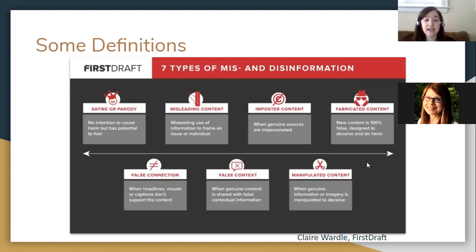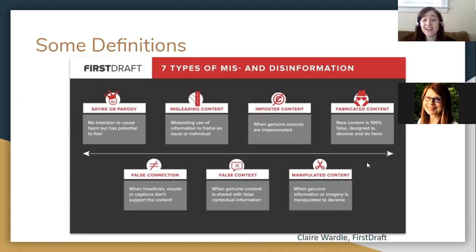Then we have false connection, and we'll see some examples in the presentation today, where you have a real photo, for example, a real image, but the caption for that image doesn't match. So the image was taken at a totally different time and place than what the headline suggests. Or when you see clickbaity headlines and you think, what is that? And you click on it, and then the article itself doesn't really reflect what that headline said. That's false connection. Then we have false context, similar to misleading content, when you have real information, but it's shared with false contextual information. So similar to what I just said, when you have a real photo, but it has been shared as if it's in a different context than it really is.